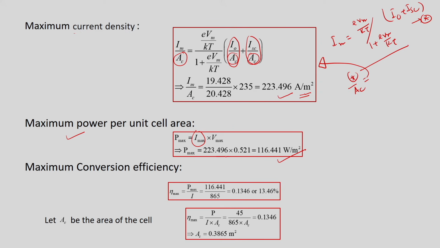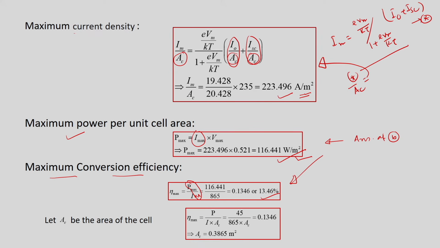So finally what we will have is the maximum power per unit cell area. So this is the answer of question B, okay. And this is also part of answer B, okay. So finally that is the maximum conversion efficiency. We know the equation Pm by I, because this Pm here is density. So I into A is taken care of in this Pm. So that is how we can calculate eta max. So it will be about 13.46%, okay.